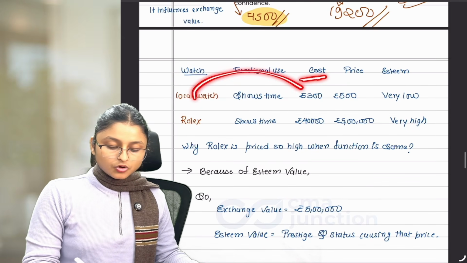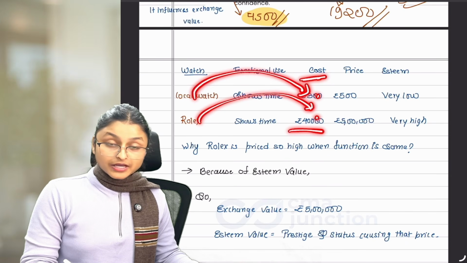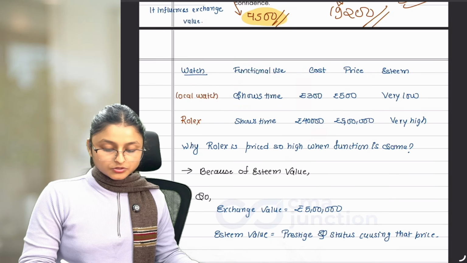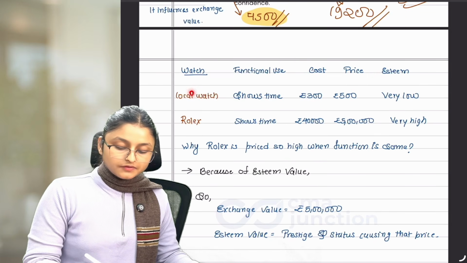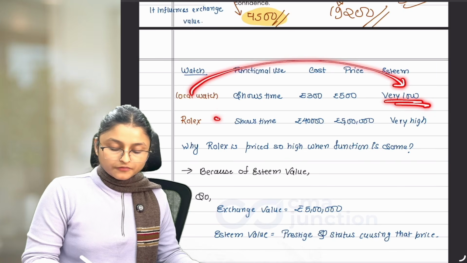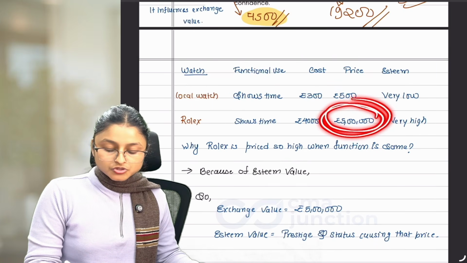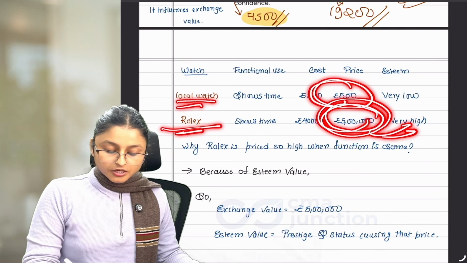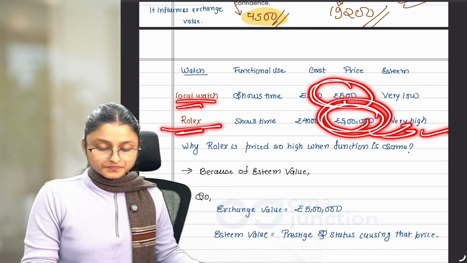Cost, here local watch is of 300, Rolex is of 40,000. To manufacture that particular product, we are incurring 340,000, that is the cost value. The price you can charge to the customer is the exchange value, and the esteem value for local watch is very low and for Rolex it's very high. So how are you able to charge a higher price for Rolex and a very low price for local watch? The reason behind that is esteem value.